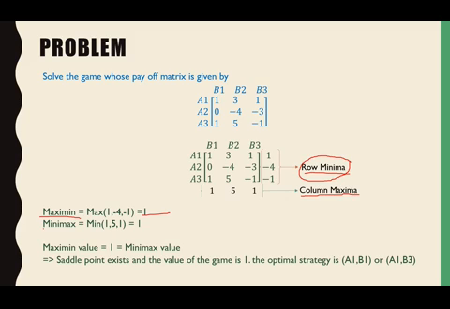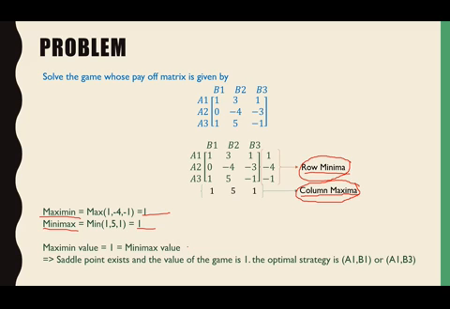Similarly, what is the minimax value? Minimax is, out of all the column maxima, find the minimum value. Minimum of all the column maxima. Column maxima are 1, 5 and 1. Out of 1, 5 and 1, which is minimum? 1. See, maximin is equal to minimax. Maximin value is equal to 1 is equal to minimax value.